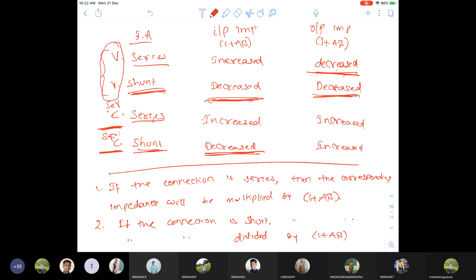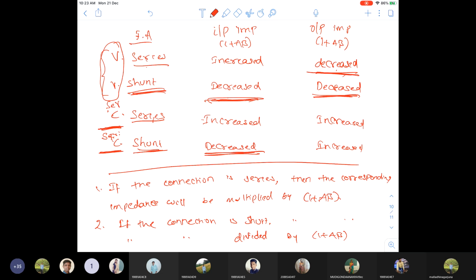So for voltage series and voltage shunt, the output is the shunt connection. Since it is shunt, the output impedance will be divided, that is, decreased. Clear? So this table is the essence of your first part, the entire feedback amplifier topic.